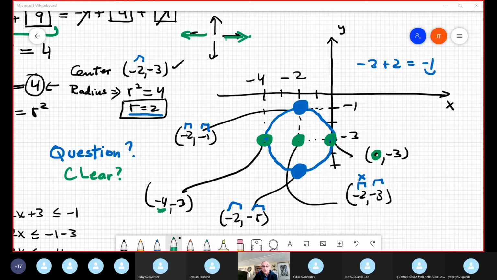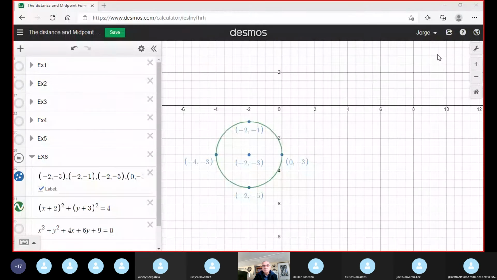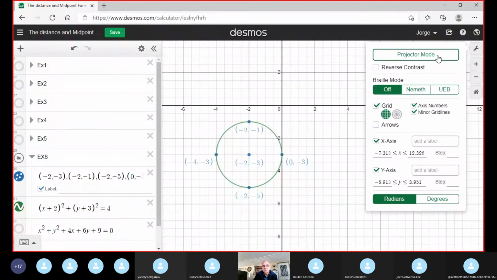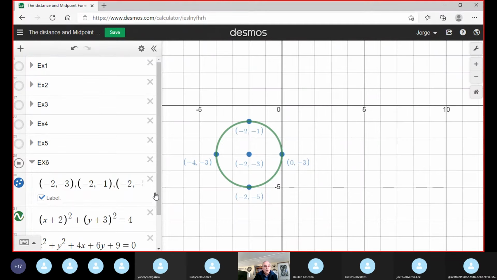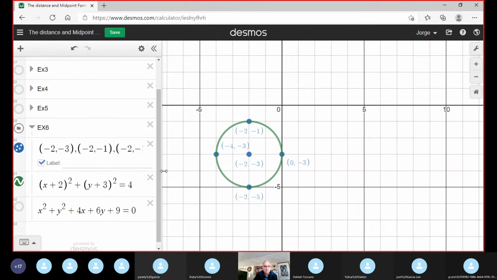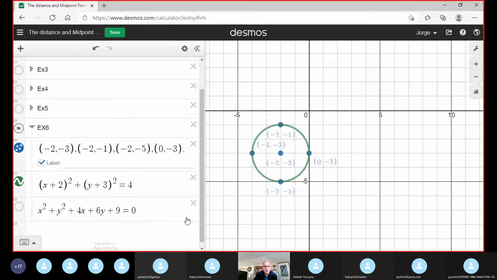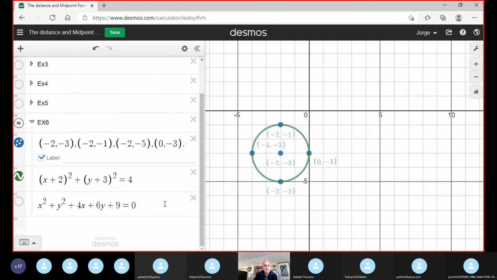Okay, let me switch to Desmos. Share screen to Desmos. There you go. You see Desmos? Let me put it in projector mode to see more clearly. This is the last example. I copy here the equation in non-standard form in orange color, and the equation in standard form in green color. And you see that they are a perfect coincidence.